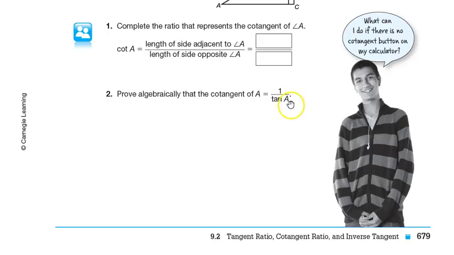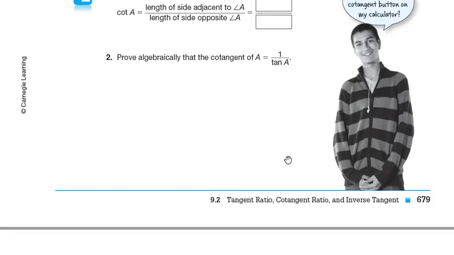So now they want you to fill in those sides again. And what I would do is I would substitute in here, so you have the cotangent of A, so write the ratio of A, and then you know what the tangent of A would be, so put 1 over that ratio, which is opposite over adjacent, and this would be adjacent over opposite. Then just go through the algebra to prove that it is correct.